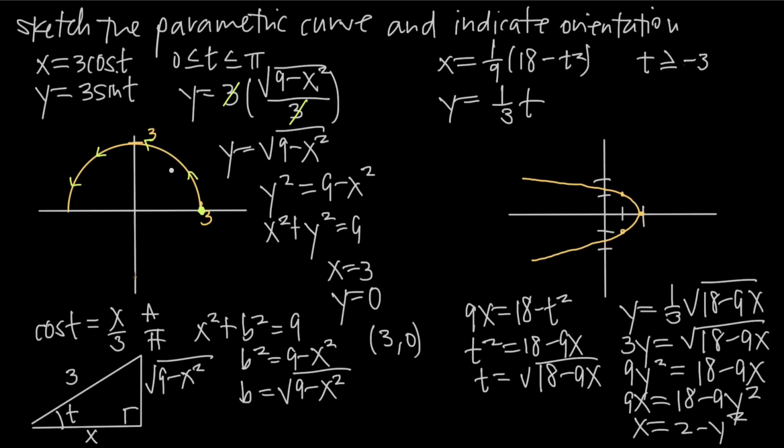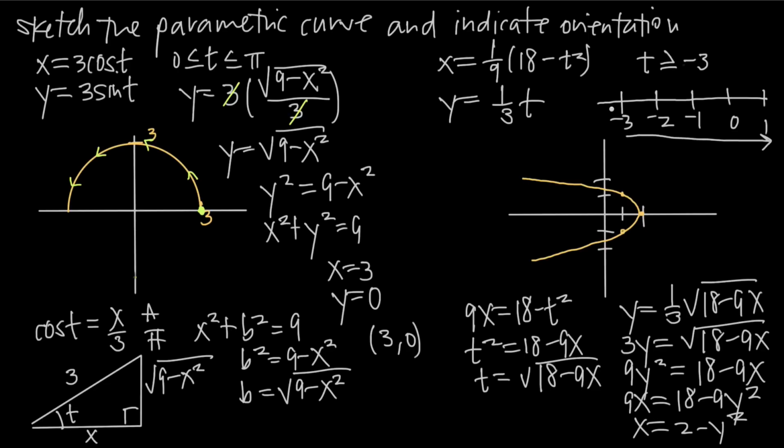But remember, just like with this example, now we have to take into account the interval over which t is defined. So we've been told here that t has to be greater than or equal to -3. So if we visualize that here, let's just draw in a simple number line. T can only be -3, -2, -1, 0, +1. So it's going to be everything this way, starting at -3.